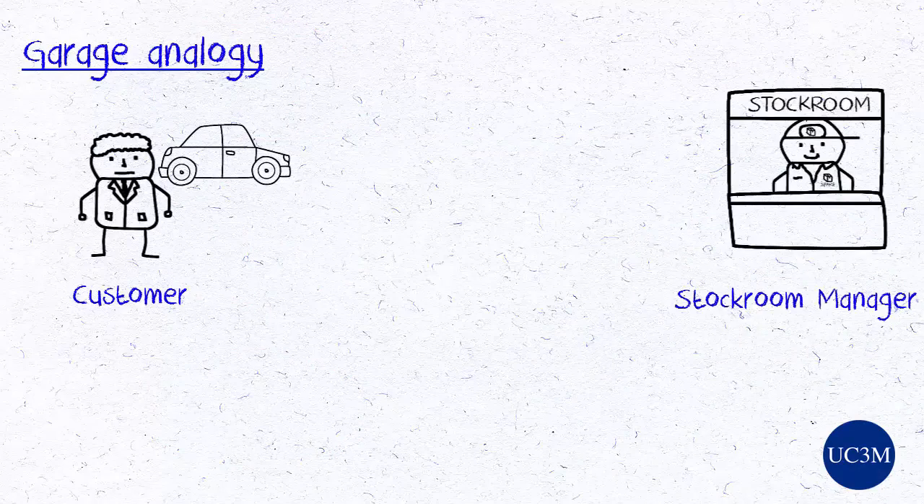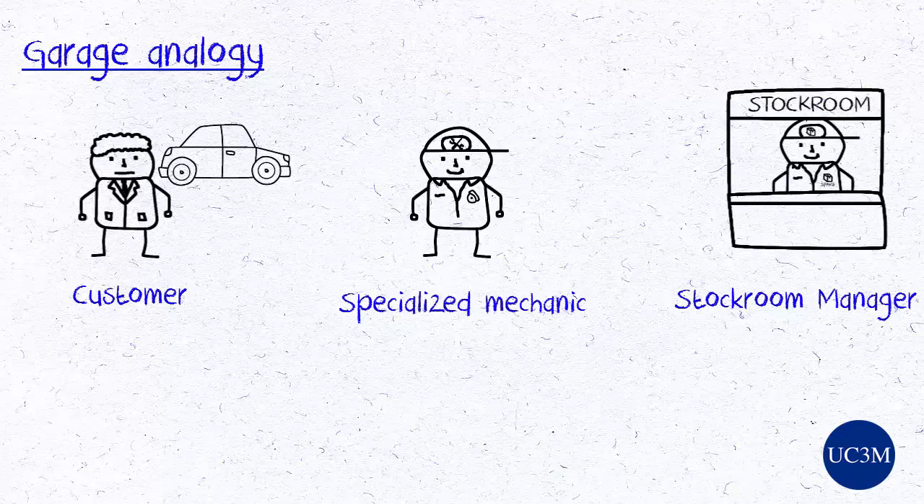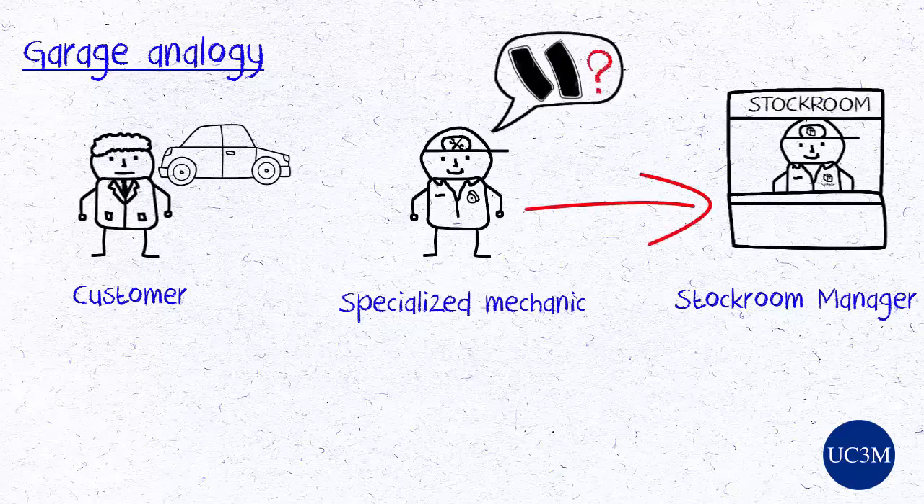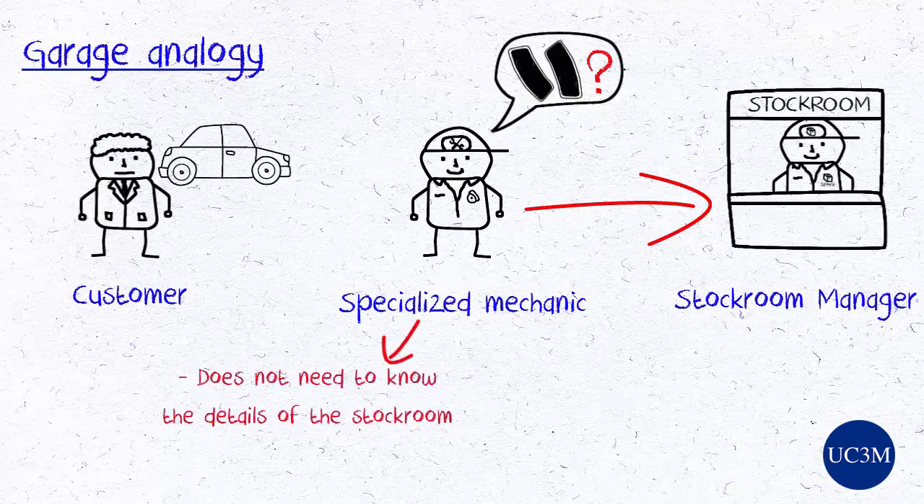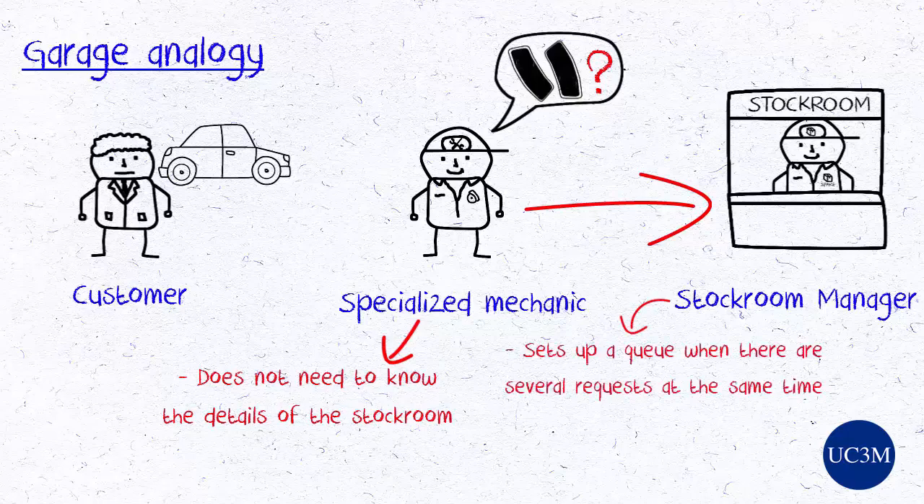They would take their car to the specialized mechanics that, whenever needed, would ask the storeroom manager for the required spare parts. Going through the storeroom manager makes life easier for the mechanics. They do not need to know the precise details of the racks and shelves in the room. Furthermore, the storeroom manager takes care of things such as setting up a queue if several mechanics come asking for spare parts at the same time, or validating and logging spare parts requests.